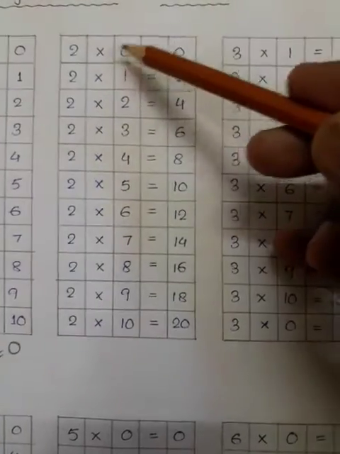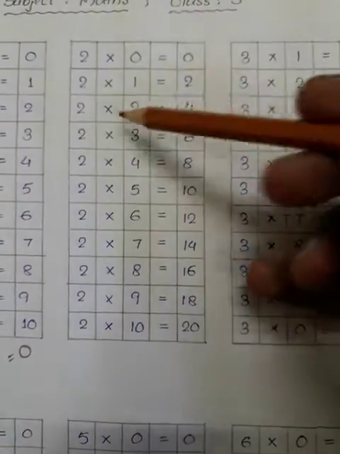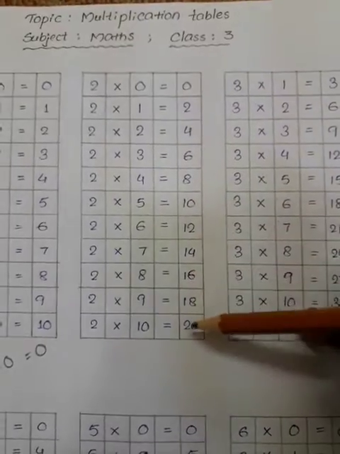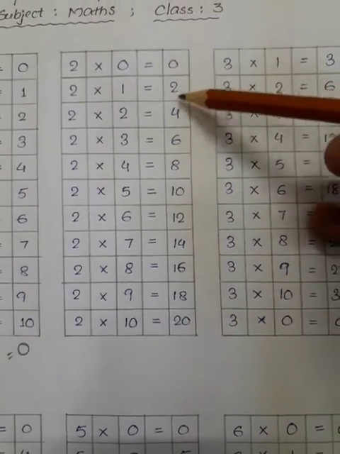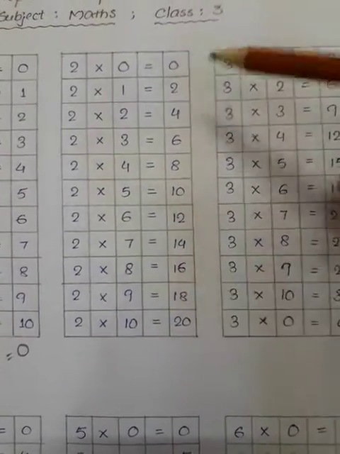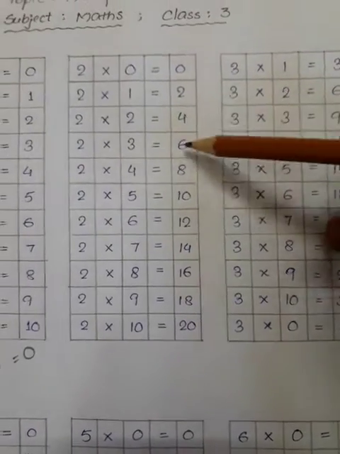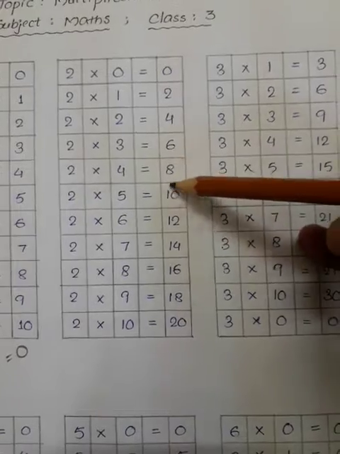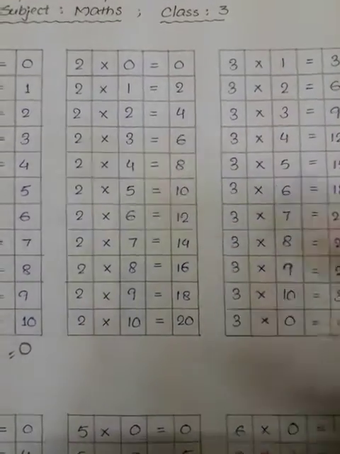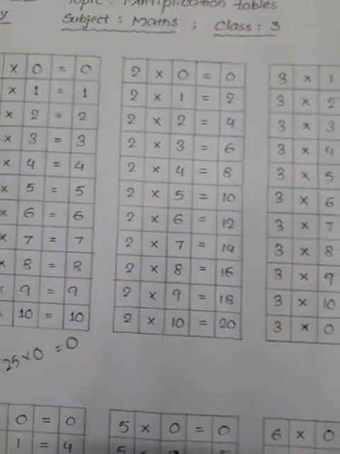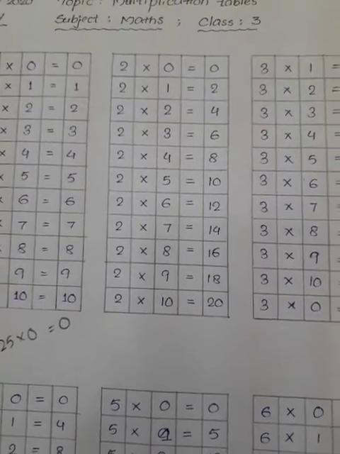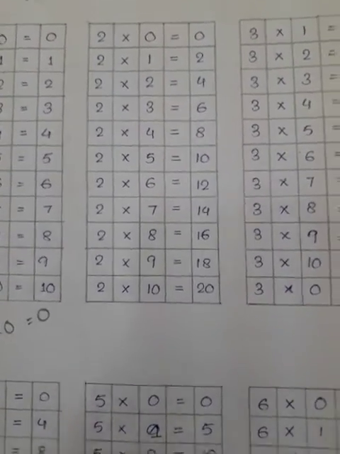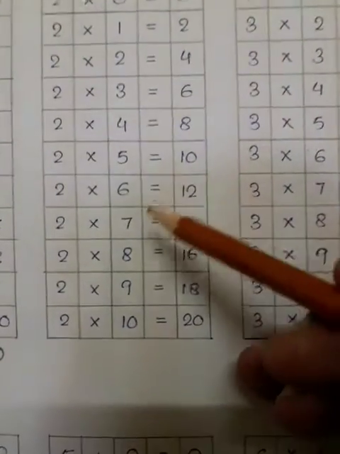Now similarly, 2 multiplied by 0 is equal to 0. In the 2 table, the answers are called multiples. Every time the answer increases by 2, like 2, 4, 6, 8, 10, 12. If you need 2 times 6, first remember 2 times 1, 2 times 5 and 2 times 10. That means you can remember the 5 times and 10 times. It is an easy way to do the rest.